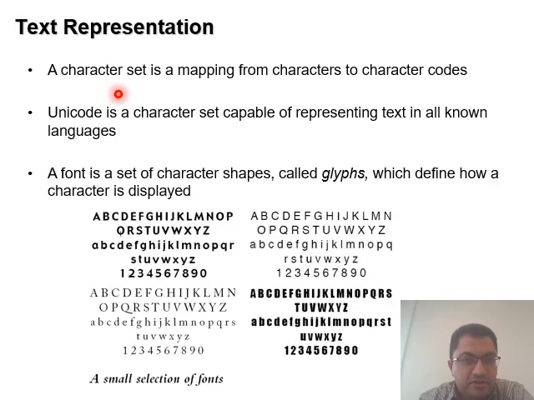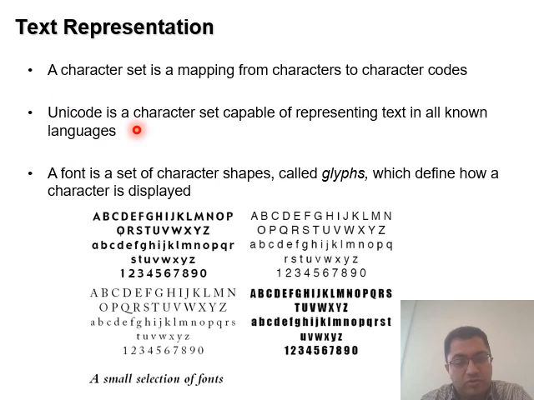The last representation we are discussing is text representation. So we covered images, video, animation, and audio. How do we represent text in digital form? A character set is a mapping from characters to character codes. For example, you're probably familiar with the ASCII code and Unicode. Unicode is a character set capable of representing text in all known languages. So any character in any language would have a code in what's called Unicode.